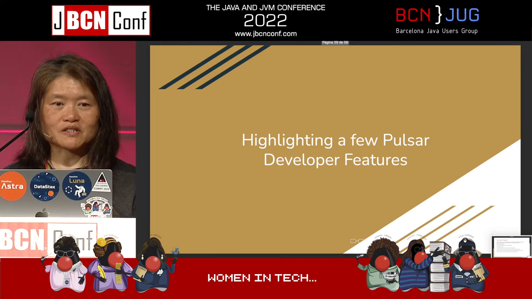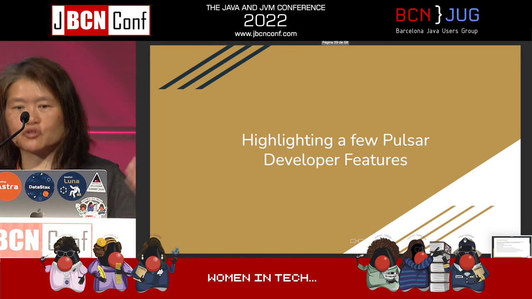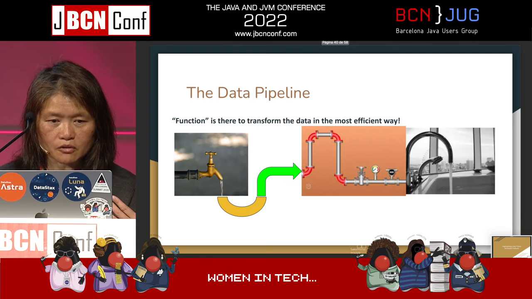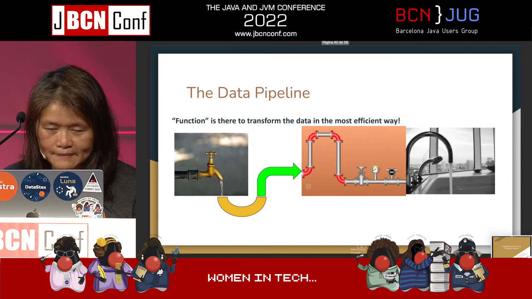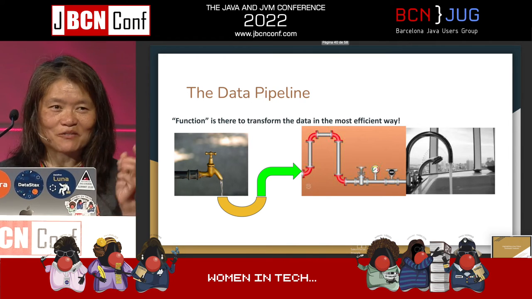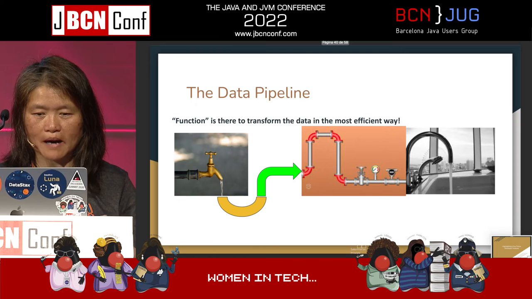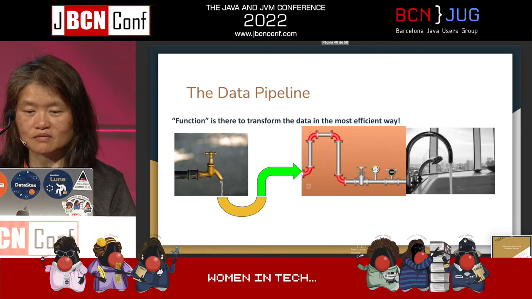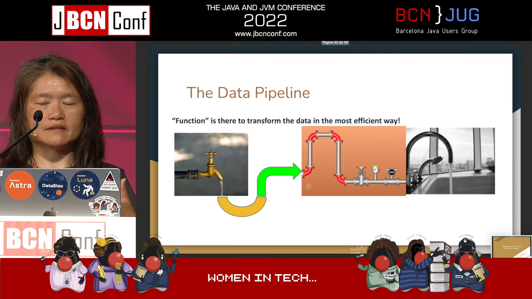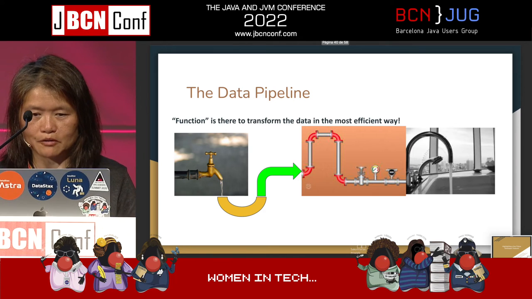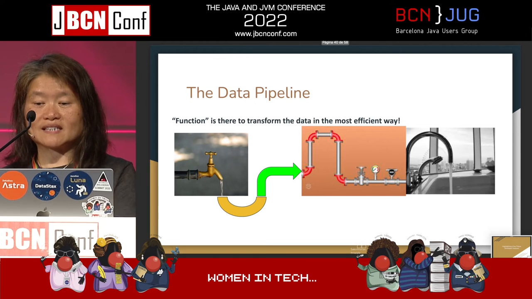Okay, just highlighting a few Pulsar developer features. Anytime we talk about event-driven things, it's about data pipelines. So the Pulsar function is there to transform the data in the most efficient way. I'm not actually an artist, but I want to show that data comes in from a source. It's like a faucet you turn on, water coming in, and it goes through different pipes. This whole section in here, I call it the Pulsar. The Pulsar part over here is the Pulsar functions. You can apply different functions to transform your data, for example, and any kind of message mediation. And then at the end, you output it to a sink.